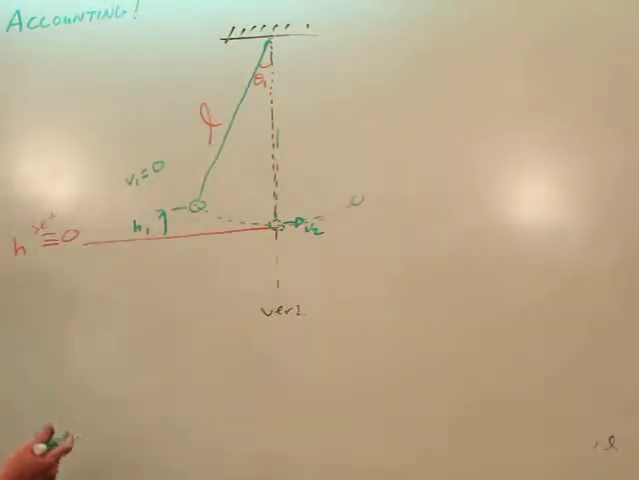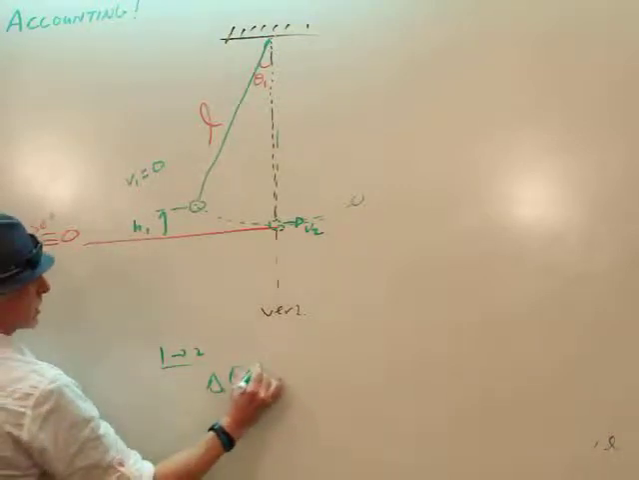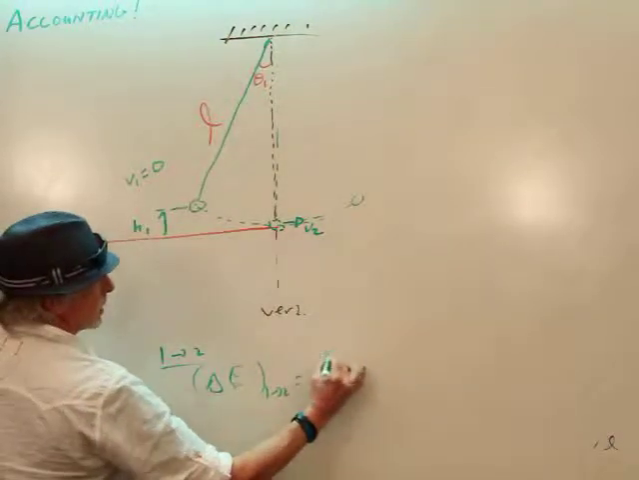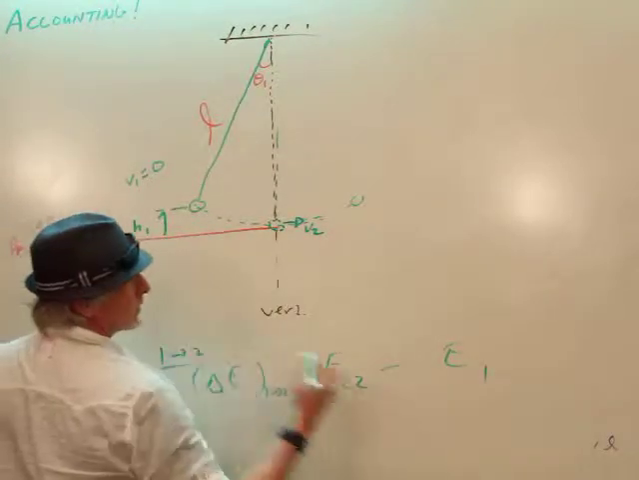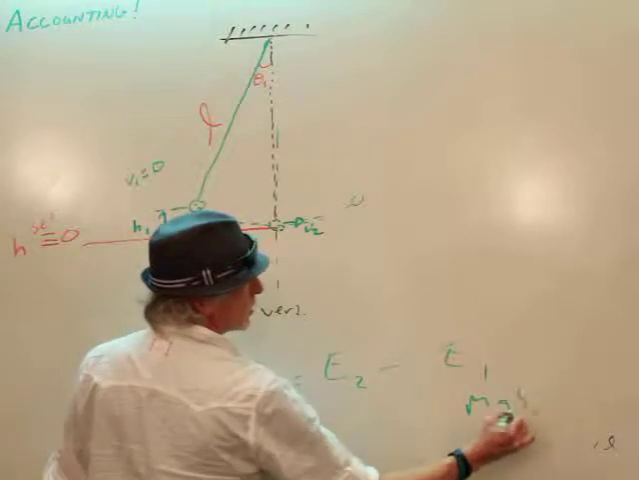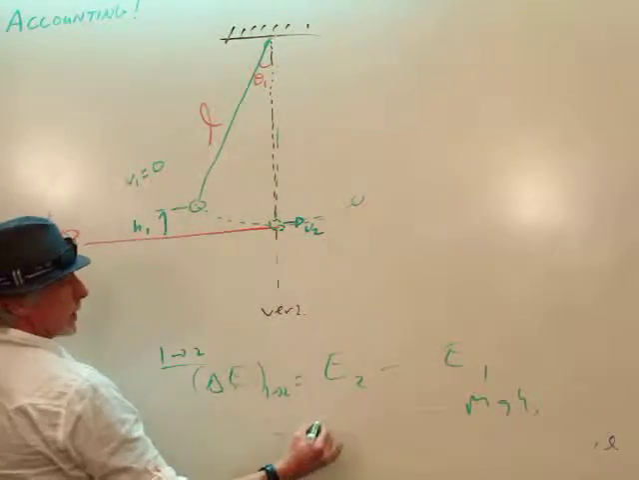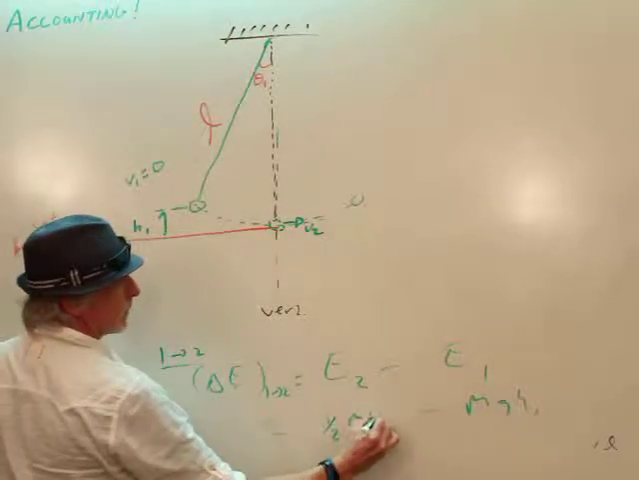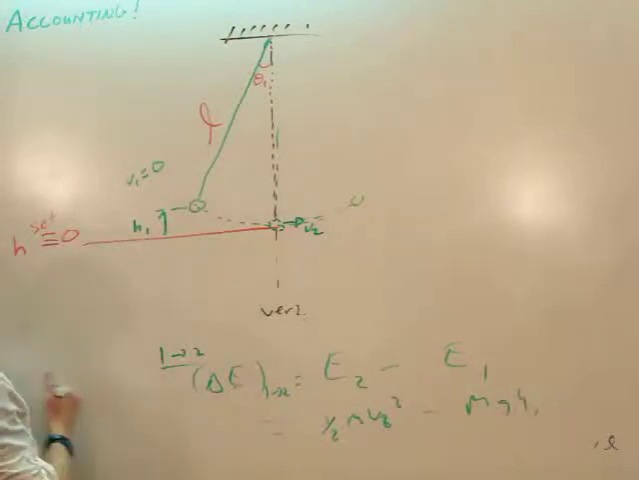All right, so what have I got? Well, let's see, I'm going to go 1 to 2. Change in energy, 1 to 2, equals mechanical energy at 2 minus mechanical energy at 1. Fine, at 1, what have I got? I've got mgh1, that's all I've got, right? It's not moving. And at 2, I've just got 1 half mv2 squared. No mgh because I've set that equal to 0.